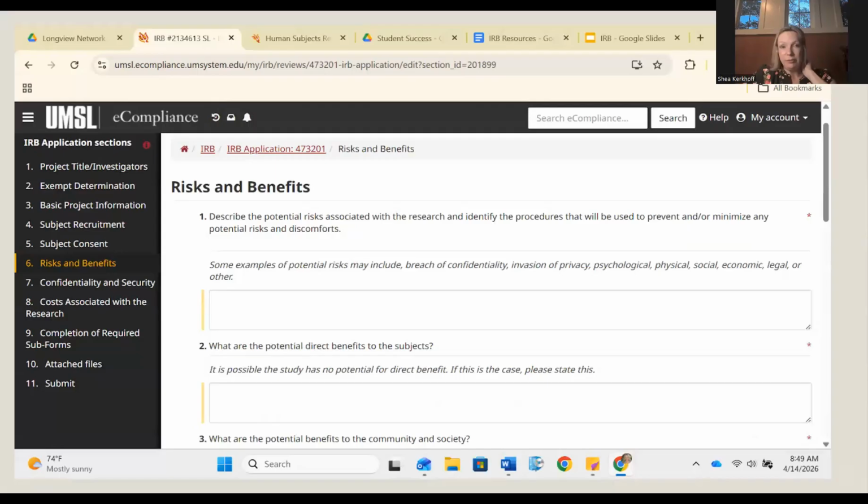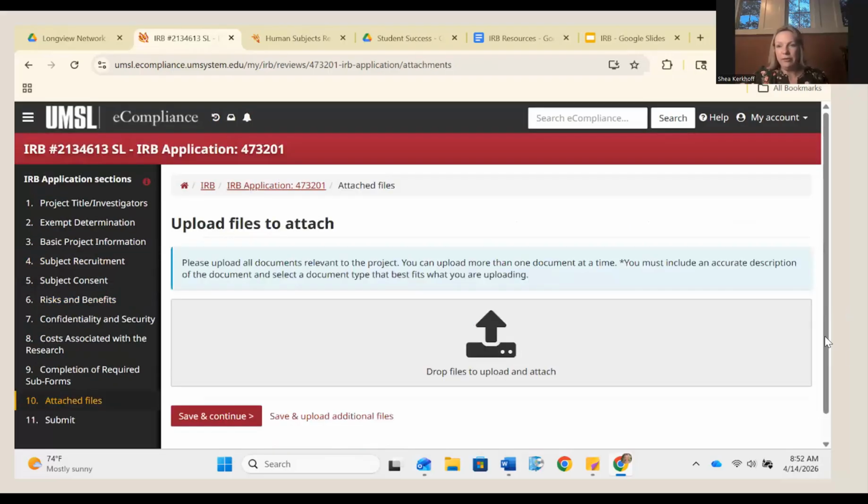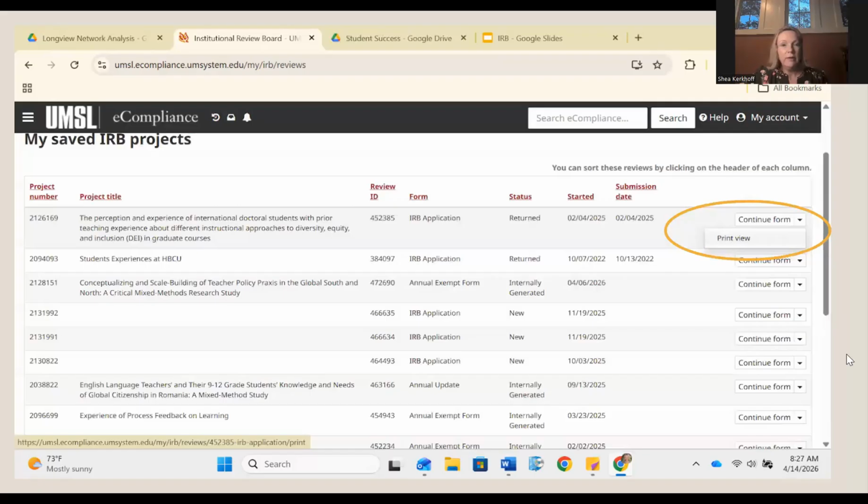You then have to fill out the risks and benefits. I mean, the benefits should outweigh the risks or at least be equal. Typically, there are no risks outside of everyday risks with the kind of research we do, and there are no direct benefits. And that's totally fine to just say that. And then here's where you upload those files, okay?